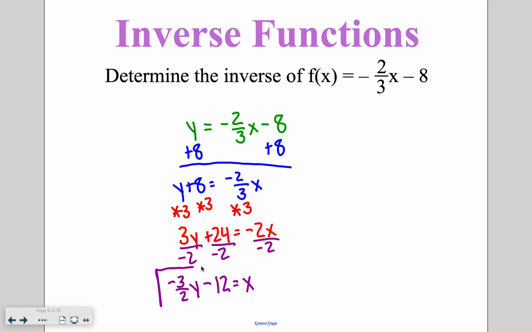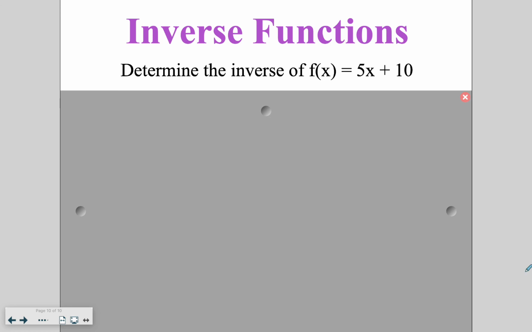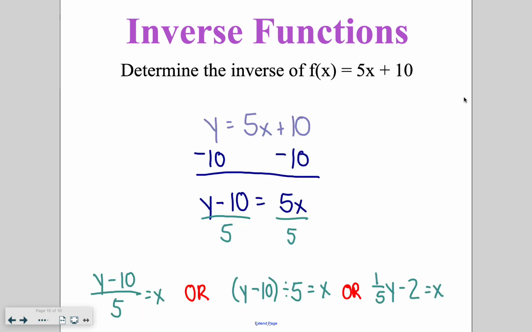So that is one format of our equation. You could also have written it out as 3y plus 24, the whole thing divided by -2 is equal to x. Or you could have written it out in parenthesis form, (3y plus 24) divided by -2 is equal to x. All three of these equations mean the same thing. Go ahead and try this one on your own. First replacing f(x) with y, then subtracting the 10, then dividing by the 5 to give you your final answer.